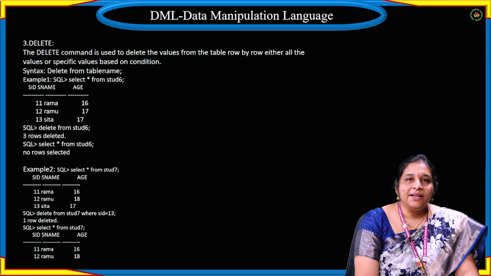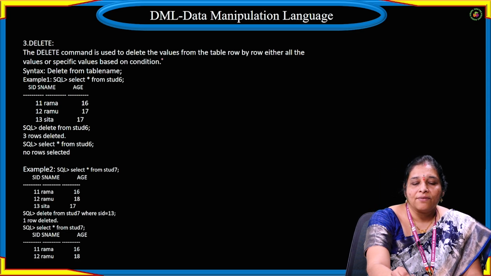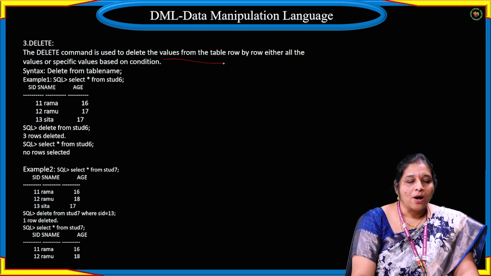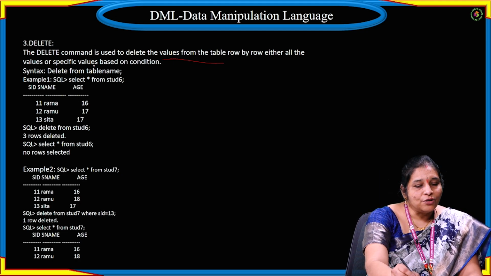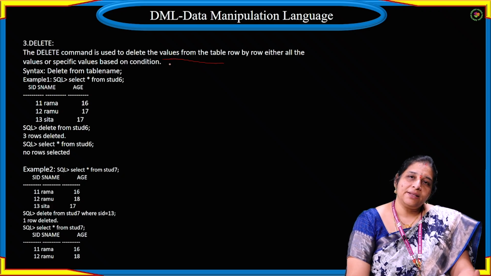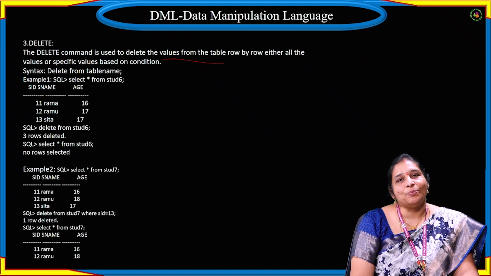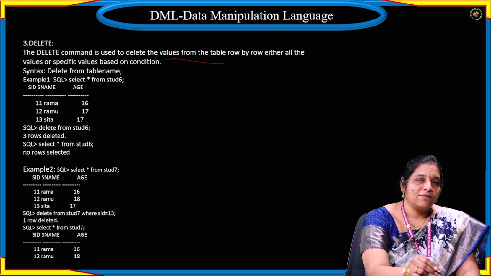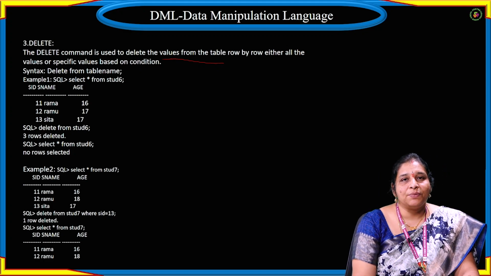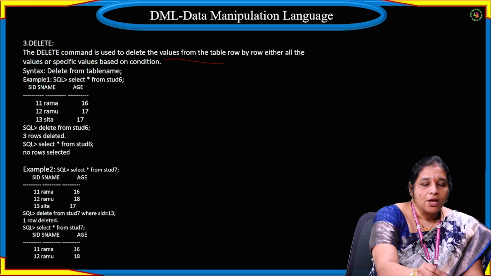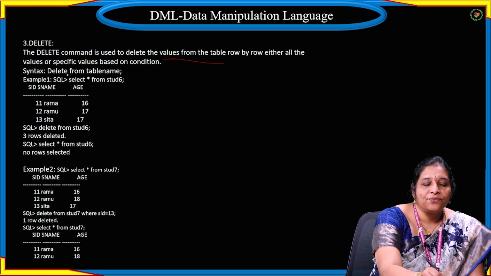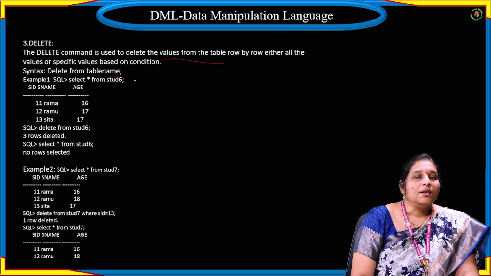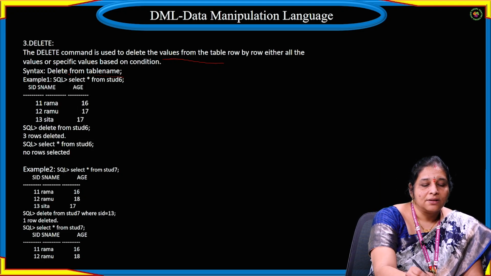The next command in DML is delete. The delete command is used to delete the values from the table. It can delete the entire values or row by row values based on a condition. Let us complete this, and we will once again go back and try to understand the difference between drop, delete and truncate. The syntax for delete is delete from table name.